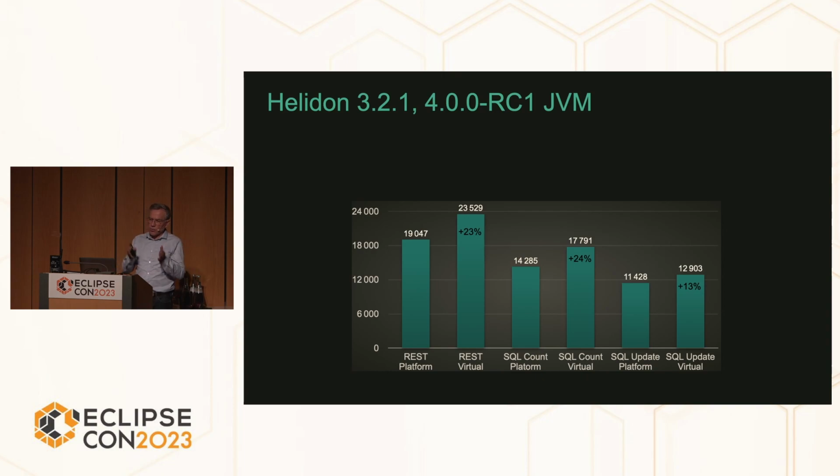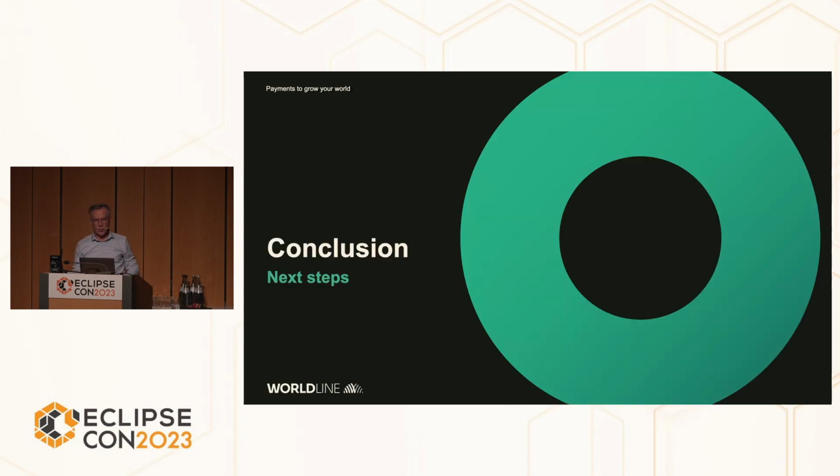With Helidon, the result is more impressive, around 20% of improvement. Good question, sorry: the throughput in terms of requests per second. So about 20% of improvement between Helidon 3 and Helidon 4. Helidon 4 has been totally redesigned on virtual threads, as a reminder.